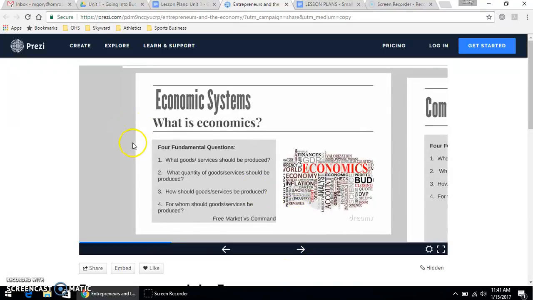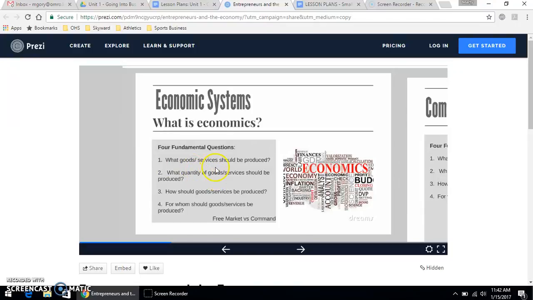Now, there's a couple different economic systems that we need to look at. When it comes to an economic system, we first have to define what is economics. Well, if we take a look at 4 fundamental questions, these are the questions that are presented and that need to be answered in order to establish an economic structure. So the first question is, what goods and services should be produced? How is that determined? It's determined through research and development.